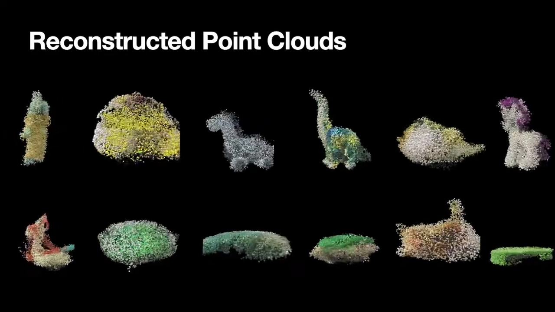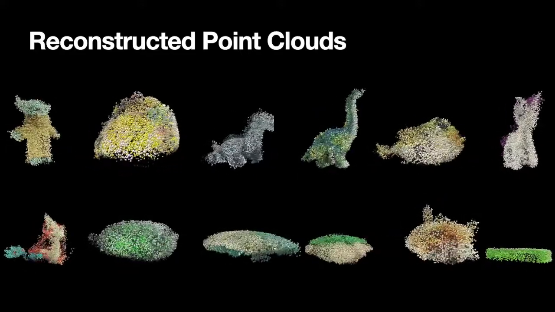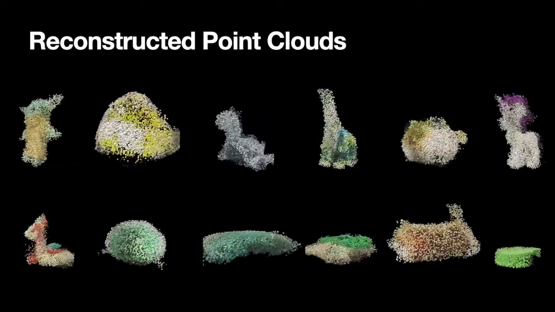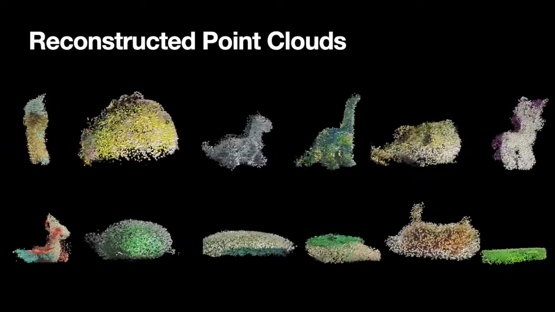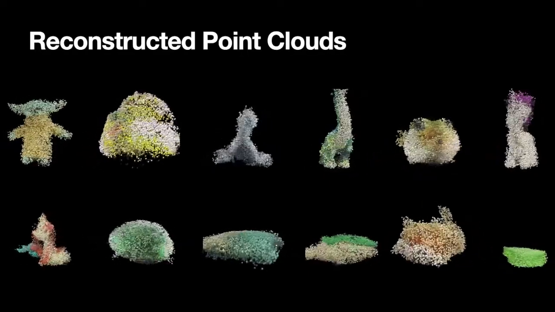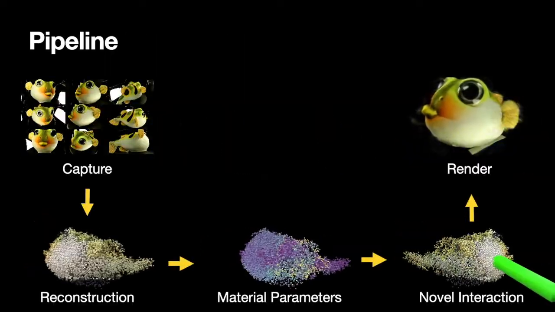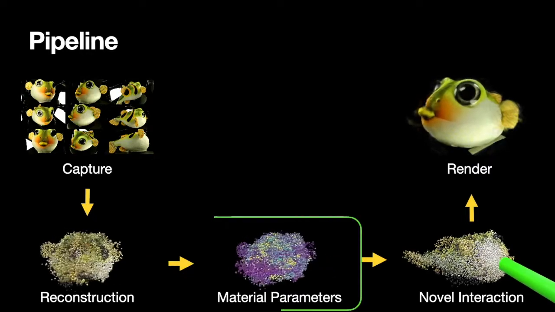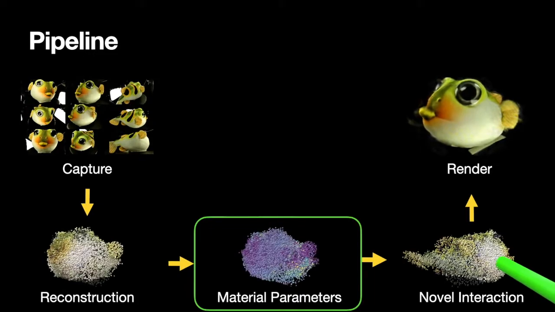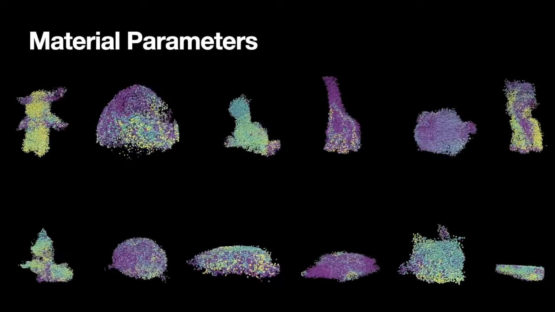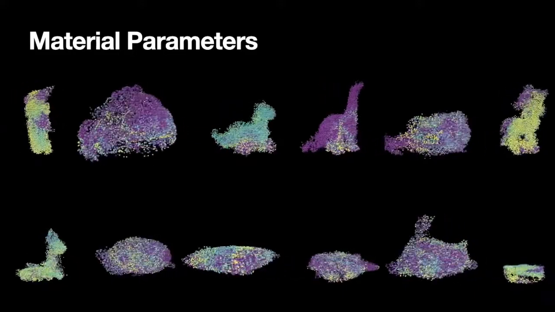Here, we show the reconstructed point clouds of all objects in the dataset. Their geometry and color closely match their real-world counterparts. The next step is to learn the material parameters of the objects through a differentiable physics simulator. Again, we visualize the reconstructed material parameters for all objects in the dataset.